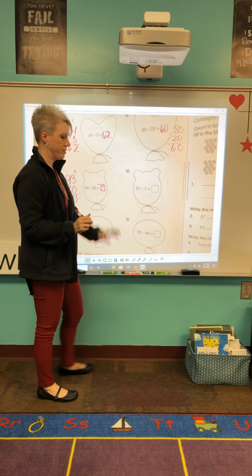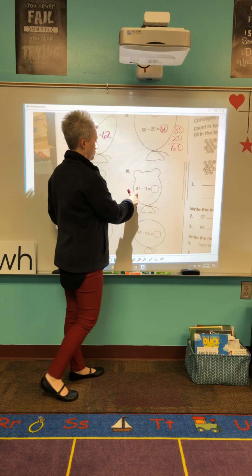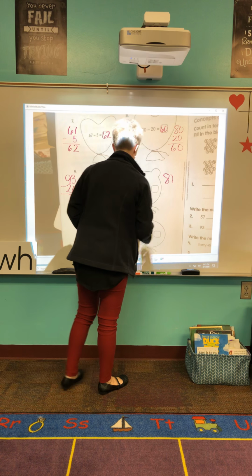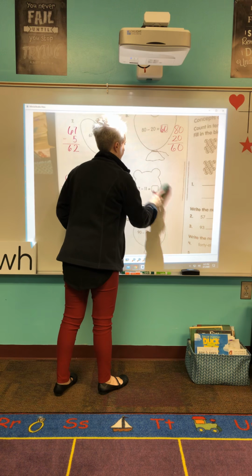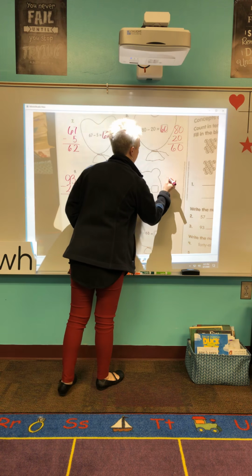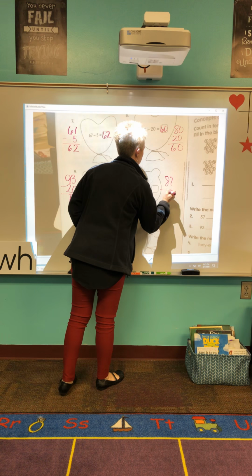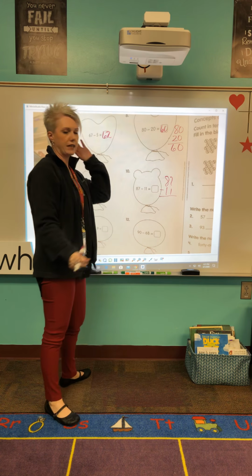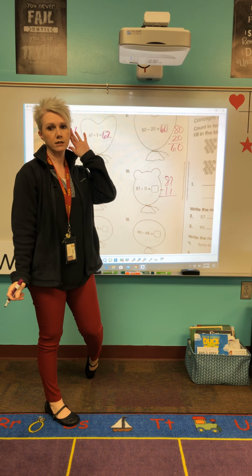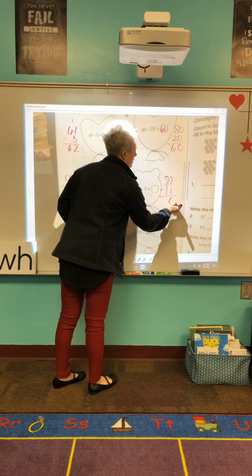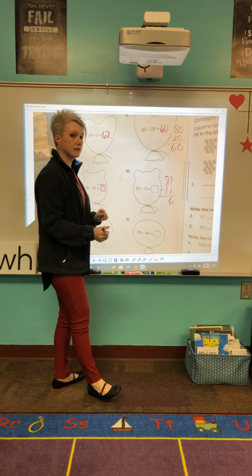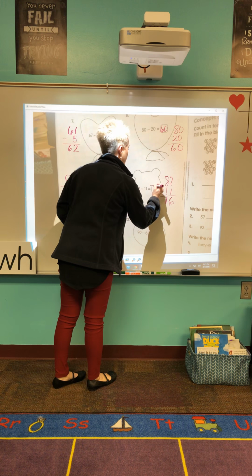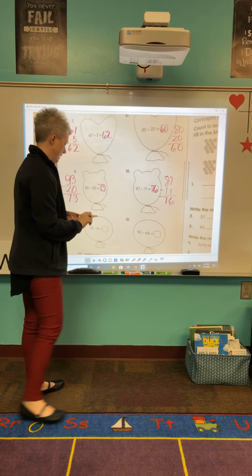I'm going to do one more with you, then I'm going to let you do the bottom two all by yourself. 87 minus 11. 87 minus 11. 7 minus 1 is, yell it out. 7 take away 1, 6. 8 take away 1 is, good job, 7. 87 minus 11 is 76.